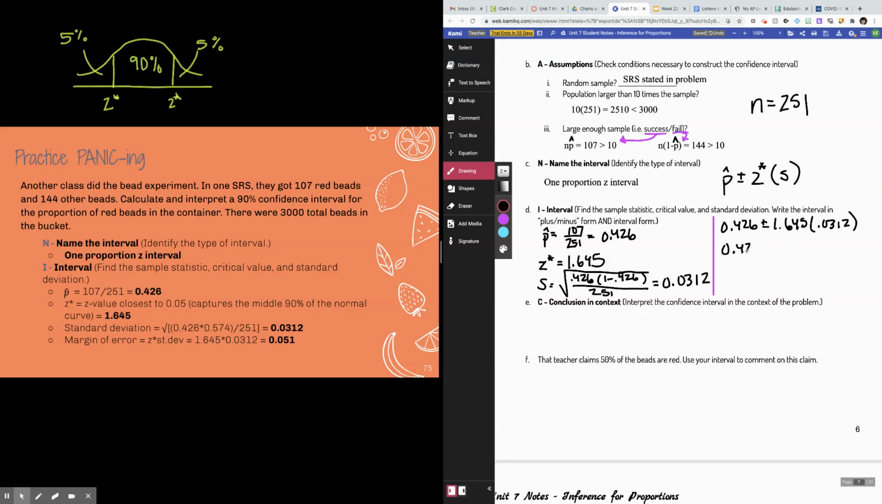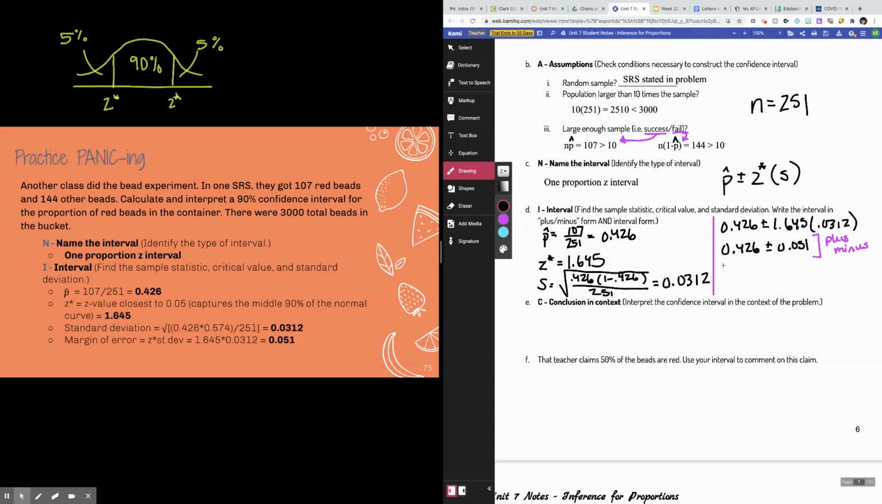So 0.426 plus or minus 0.051. This right here is plus minus form. When I refer to plus minus form, this is what I mean. Then you have to actually add the 0.051 to your sample proportion and subtract it. You have to do the addition and subtraction, and that will get you your interval form.